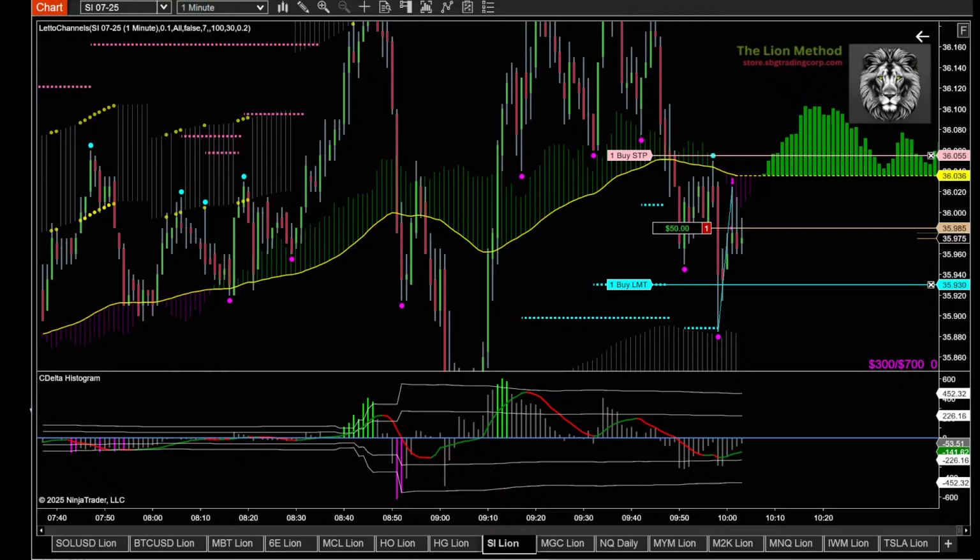Thinking about jumping out here. Net delta is causing some concern. What do you guys think? Yeah, silver's just not pushing my direction right now.